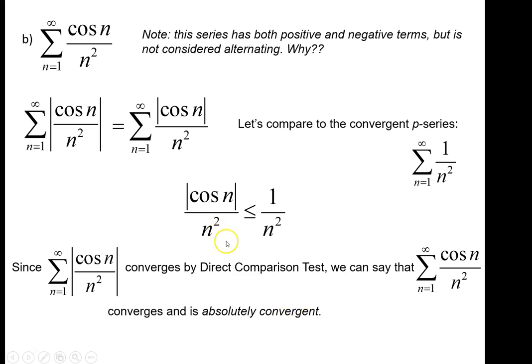And so what we could say is that this series converges by direct comparison to this p series 1 over n squared. So since the absolute value converges by direct comparison test to 1 over n squared, we can say that our original series also converges, and it does so absolutely.